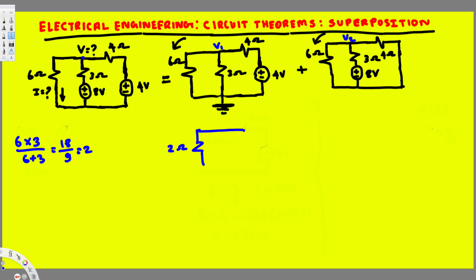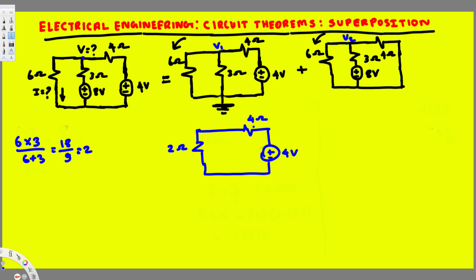And here we have 4 ohm, and that is connected to this 4 volt source. After that, this is in series right now. So when we have resistances in series, we can directly add them. So here this is going to be 6 ohm, and we have the voltage.